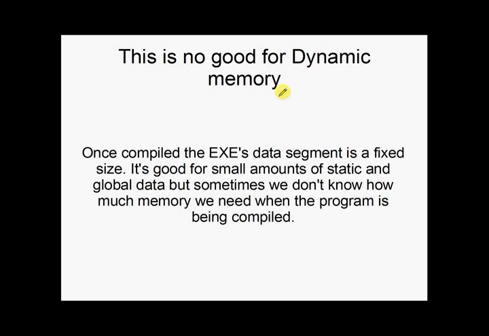Okay, so this is no good for dynamic memory. Once compiled, the exe's data segment is fixed. It doesn't get bigger, it doesn't get smaller, it is what it is. This is really good for small amounts of static and global data, like we've been using it. But sometimes we don't know how much memory we're going to need when the program is being compiled. And sometimes it changes every time you run some programs, maybe they need more memory one time, maybe they need less.